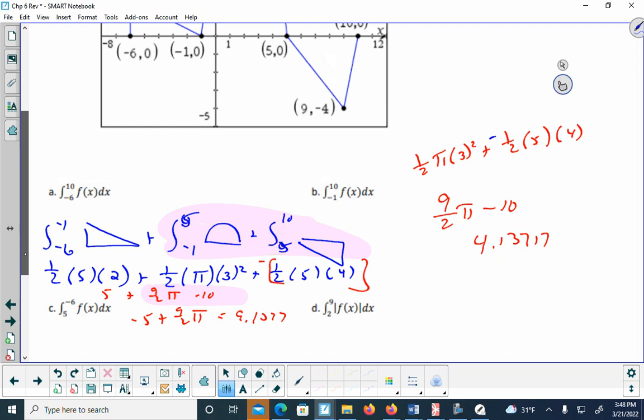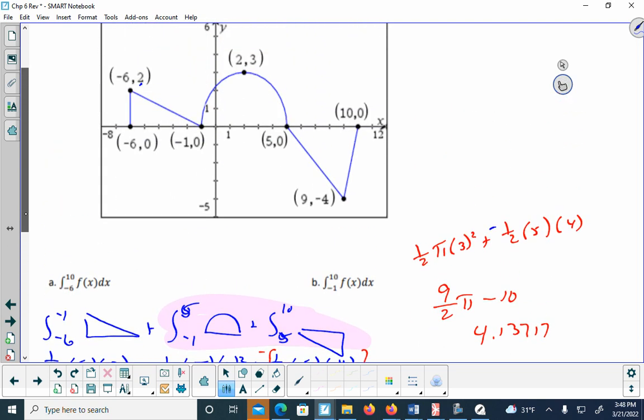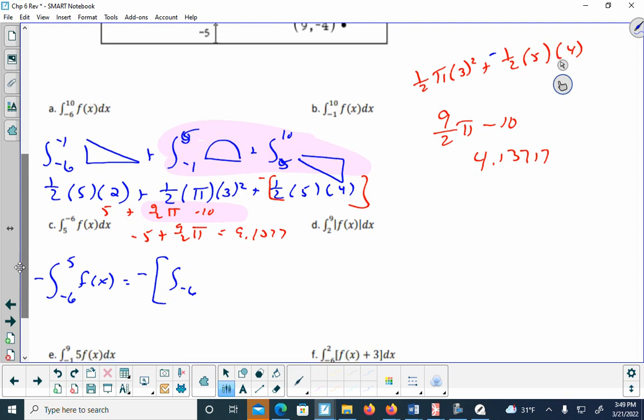Okay, C, I'm going from 5 to negative 6. So I don't like the way that that's written, so I'm going to rewrite it as negative 6 to 5, because I'm going to take the opposite and take it to the direction that I want it to go. So I'm just going to know that it's opposite of whatever I come up with. I'm going to go from negative 6 to negative 1 first, which is going to be that 5. So we agree that that's 5. And then I'm going from negative 1 to 5, which is that 6.